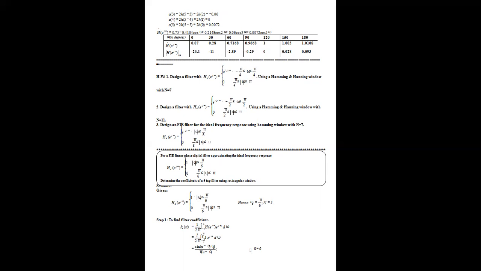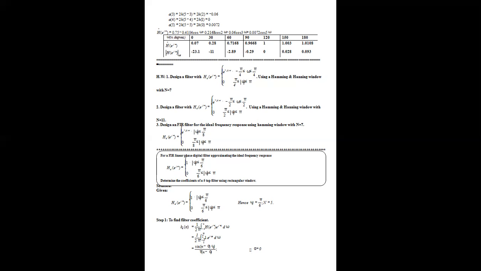For an FIR linear phase digital filter approximating the ideal frequency response, H_d of e power j omega is equivalent to 1 for omega less than or equal to 5 pi by 6, and otherwise the value will be equivalent to 0. So we are determining the coefficients of a 5-tap filter using a rectangular window. Here omega c is equivalent to 5 pi by 6, so automatically the value of N is given as 5.